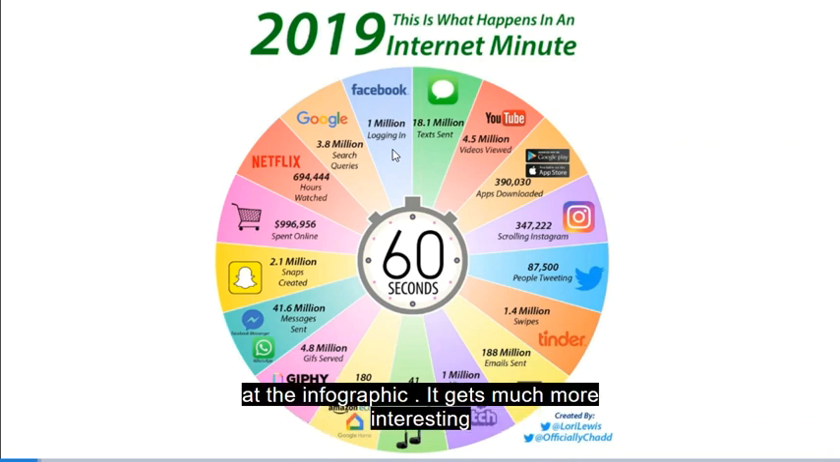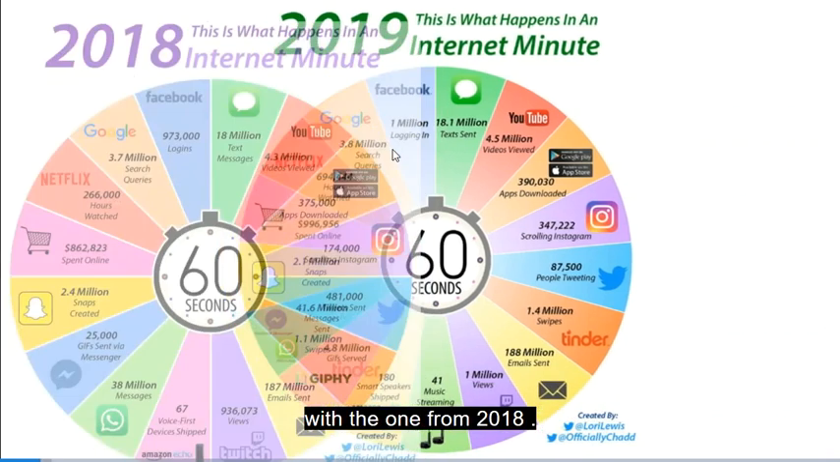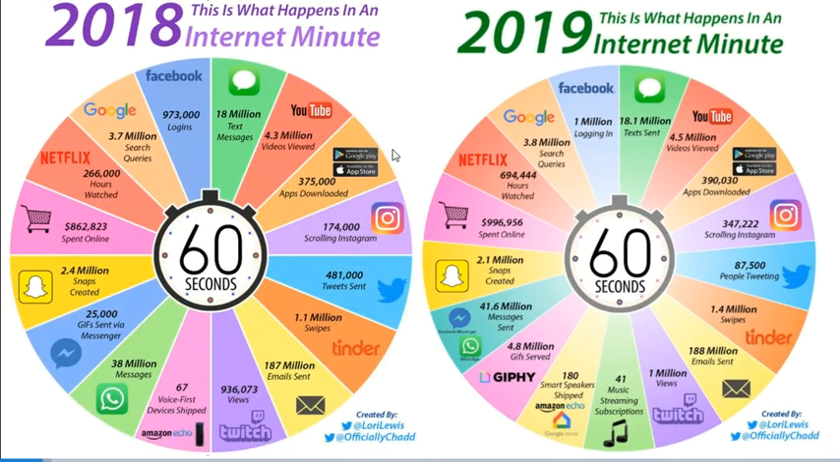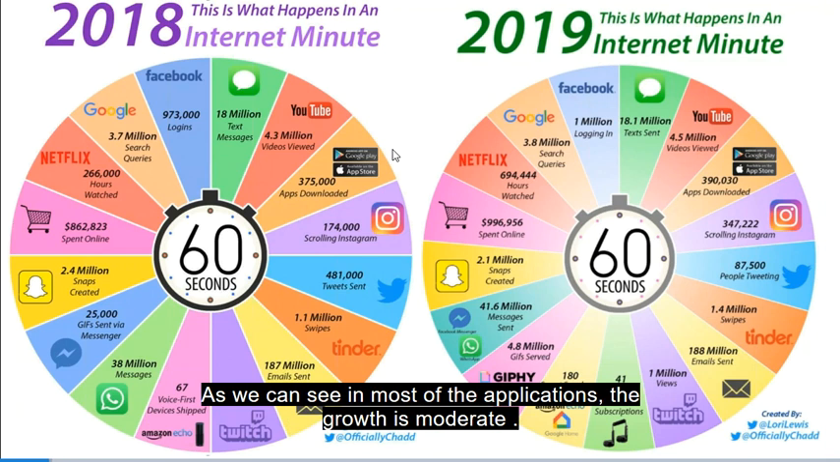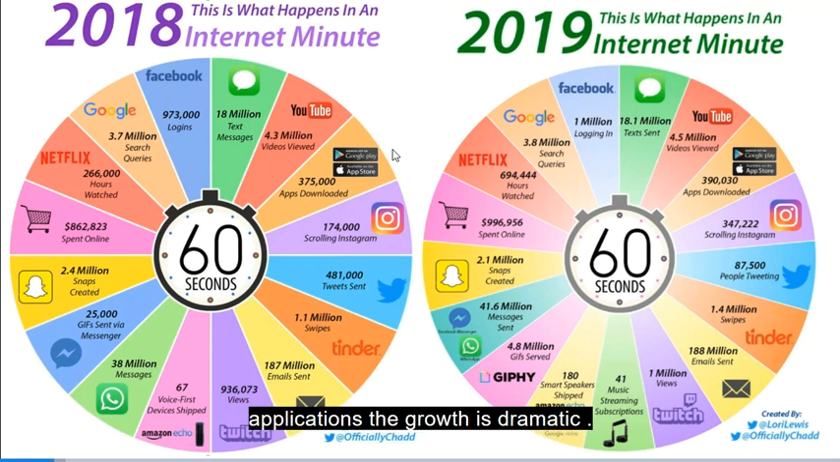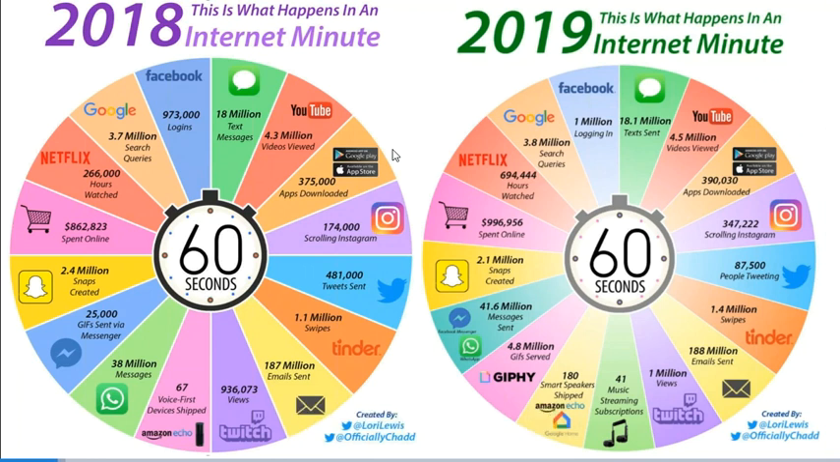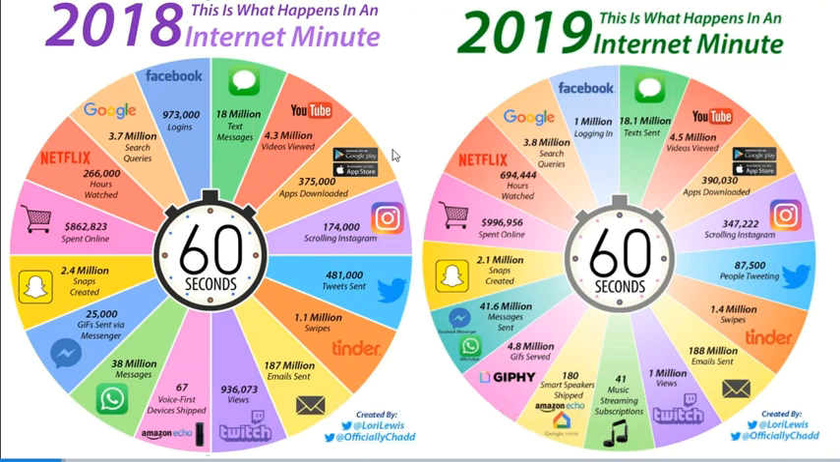It gets much more interesting when comparing this infographic with the one from 2018. Now we can see the trends. For instance, no erosion in Facebook logins. As we can see in most of the applications, the growth is moderate. However, we can see that for a few applications, the growth is dramatic. In 2019, the number of tweets on Twitter grew 400% compared to the last year. The number of scrolls in Instagram is doubled.